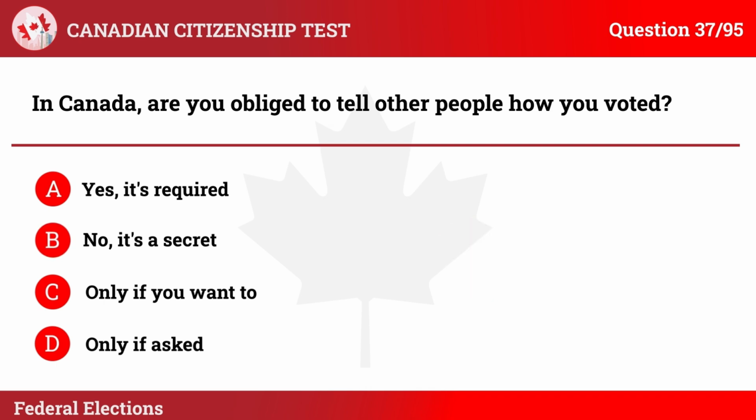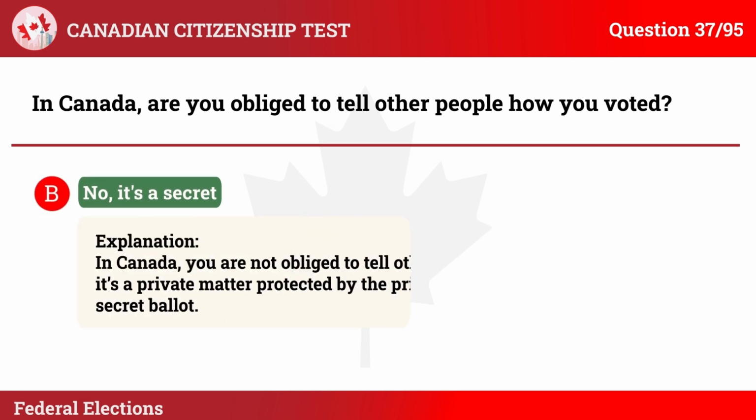The correct answer is B. No, it's a secret. Explanation: in Canada, you are not obliged to tell others how you voted. It's a private matter protected by the principle of the secret ballot.